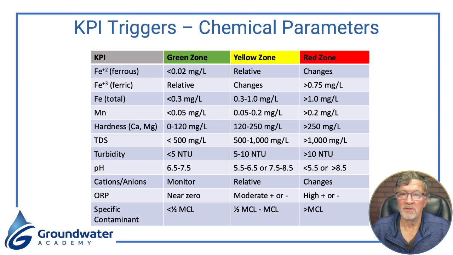So when you start seeing a lot of stuff in the red zone light up, then you're going to want to look at that. So these are the parameters for chemical, and we even have any specific contaminants you're dealing with, arsenic or nitrates, those types of things. We want to look at those relative to the MCL. Everything else, we're kind of looking at specific ranges here on whether they're green, yellow, or red.